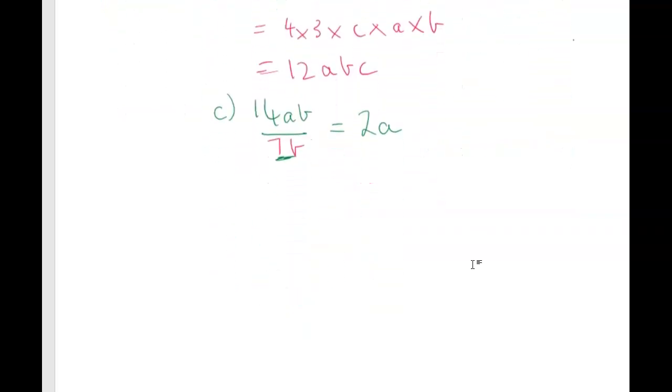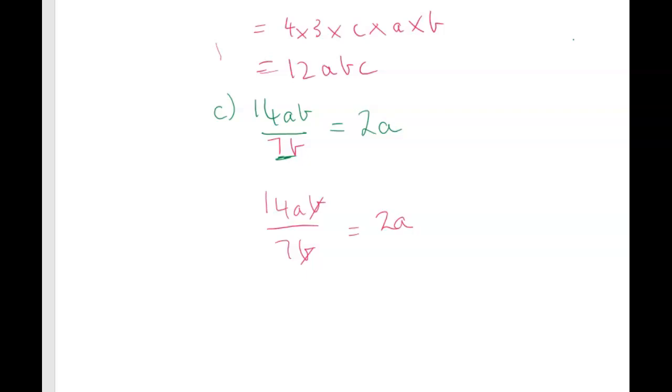So let's see how we go. We'll just check our answer. So we've got 14AB over 7B. So the B's cancel out. The 14 divided by 7 gives us 2, and then we've got A.